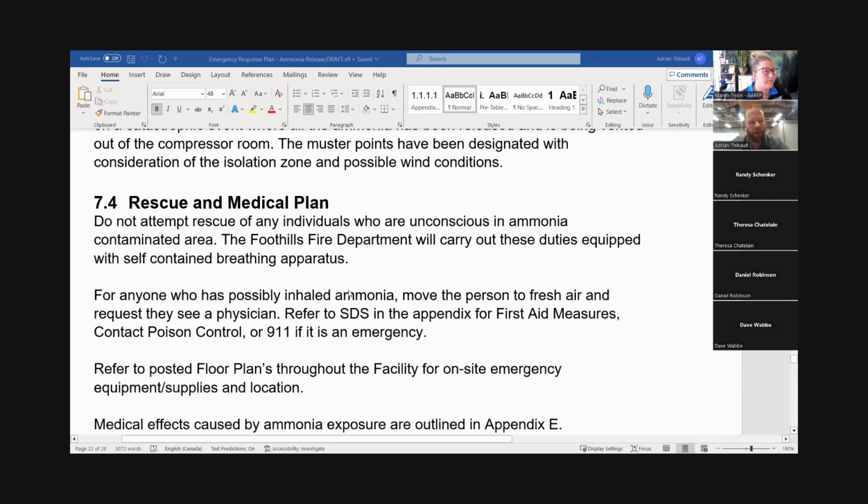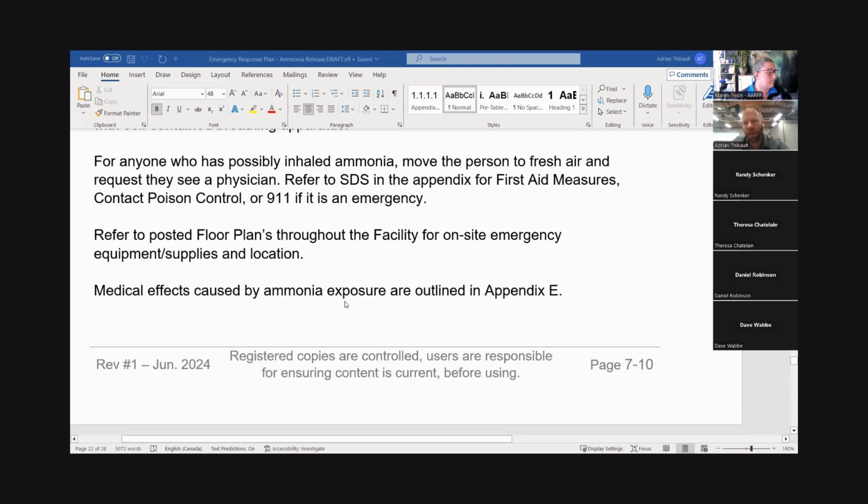Rescue and medical plan: you're not going in there to try to save someone. If someone's down, you're going to leave that to the fire department. The SDS sheets are going to have more information on that. But the first thing, I think, is keep yourself safe, right? You're not going to go in.